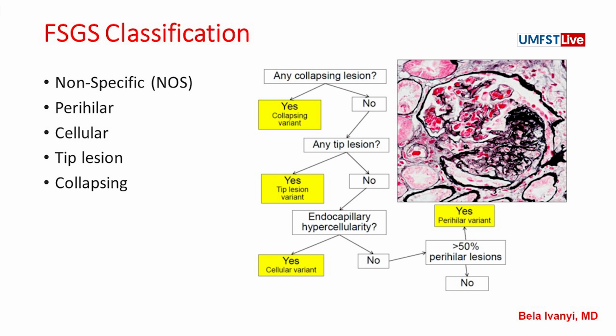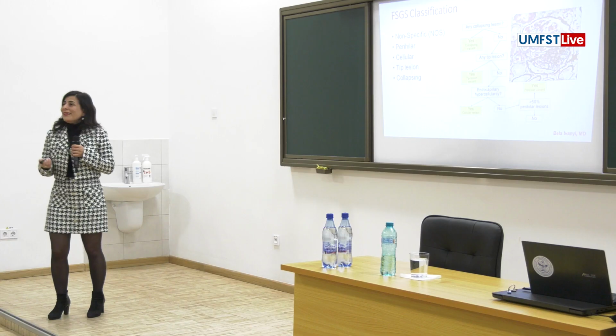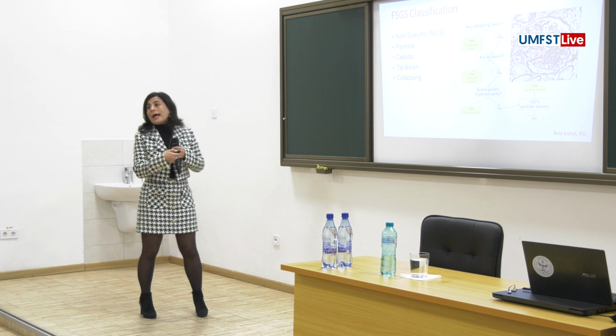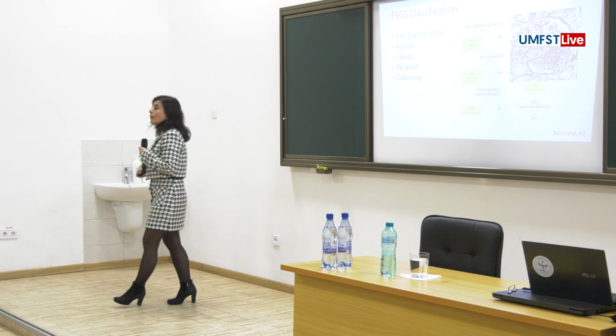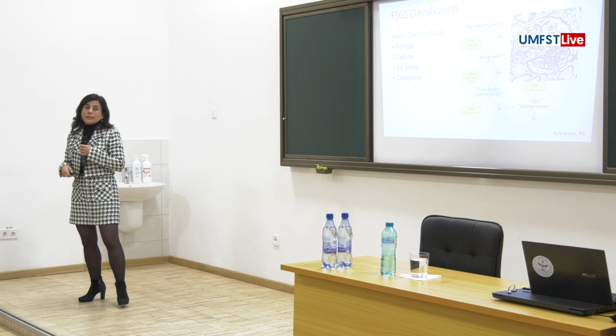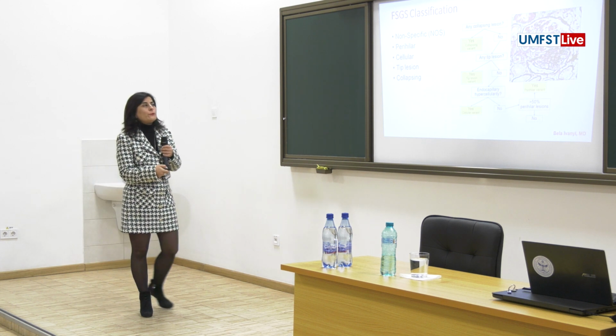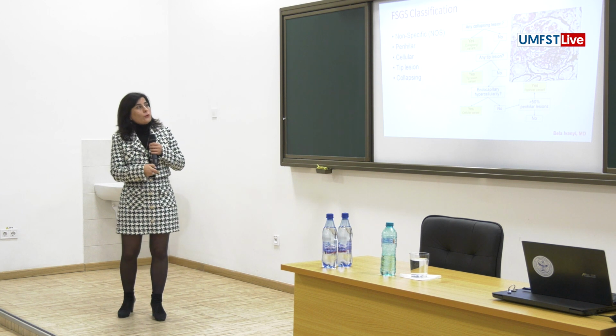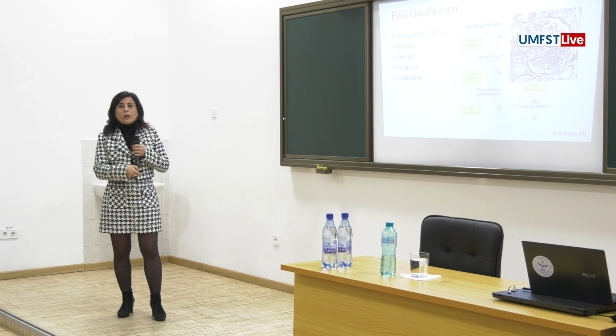The nephrologists say, and I have to believe them, that the collapsing variant has a worse prognosis and tip lesion has a better prognosis, and the therapy program is different for each. You prefer a tougher therapy in collapsing variant. If you don't see any tip lesion or collapsing lesion, but you have endocapillary hypercellularity, it may be a cellular variant.